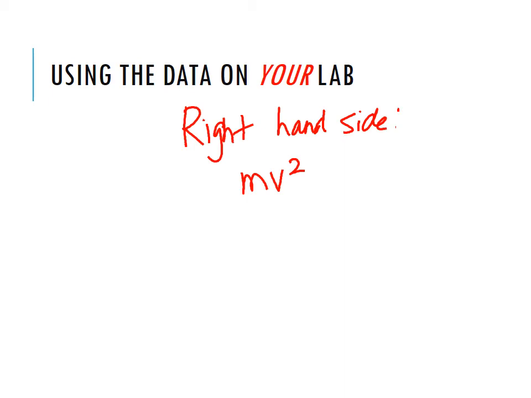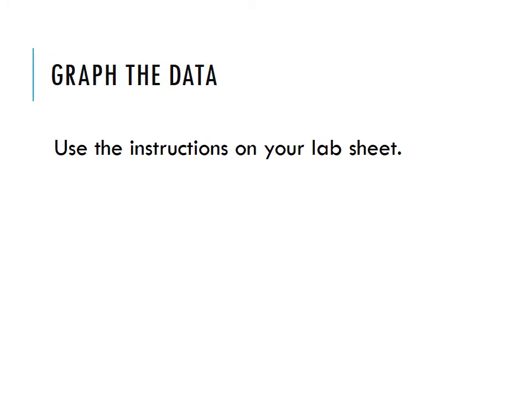Using the data from your lab, when we combined those two proportionalities, we got that K was proportional to mass and velocity squared. So mass times velocity squared became the right-hand side of our expression. Then you graphed the data using the instructions on your lab sheet.